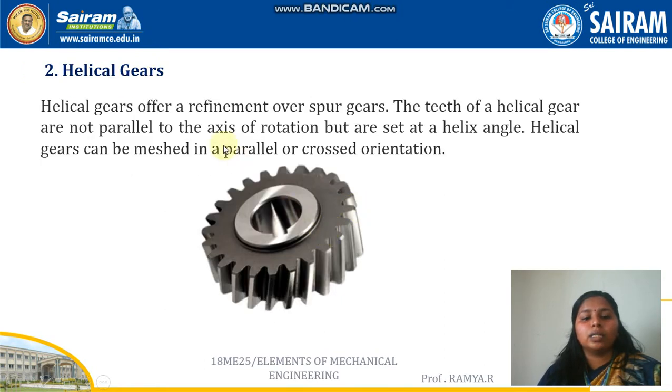And the next one is helical gears. In a spur gear, we saw that the teeth are straight. Here they are in a helical manner, curved at an angle. Helical gears offer a refinement over spur gears. The teeth of a helical gear are not parallel to the axis of rotation, but are set at a helix angle. They are at a particular angle. Helical gears can be meshed in a parallel or a crossed orientation.